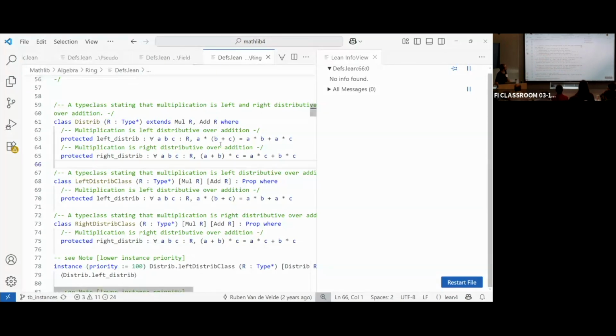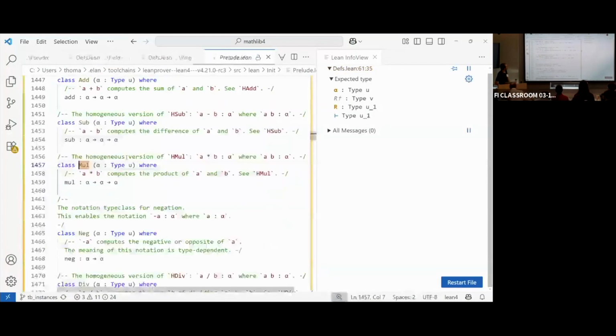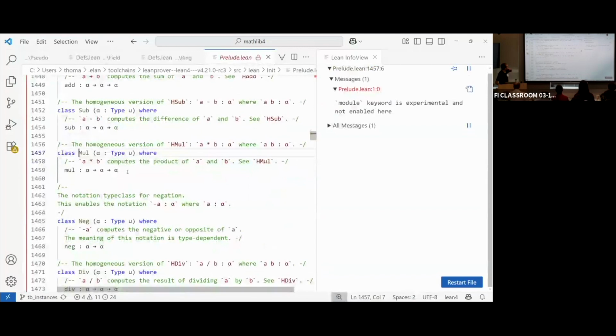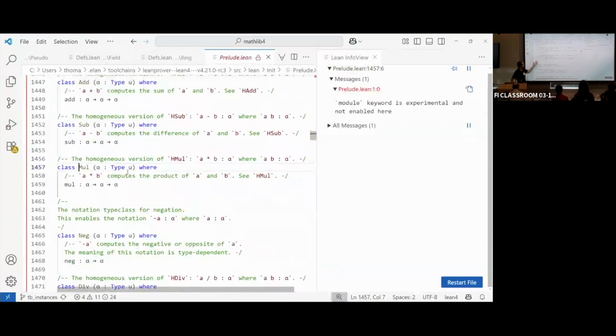Okay, and actually, one thing you notice is that at the very bottom of the hierarchy, Distrib is not the bottom. The bottom is things like Mul and Add. I think we saw these also in Filippo's talk. Mul is just the type class of a thing with a binary operation that will end up being multiplication. But the key point is these are the classes at the very, very bottom that allow for notation. So whenever Lean sees a times, the way it knows what that means is it searches through its memory of instances of Mul, and asks, is there an instance of Mul for this object? And if it can find one, then it knows what times means.